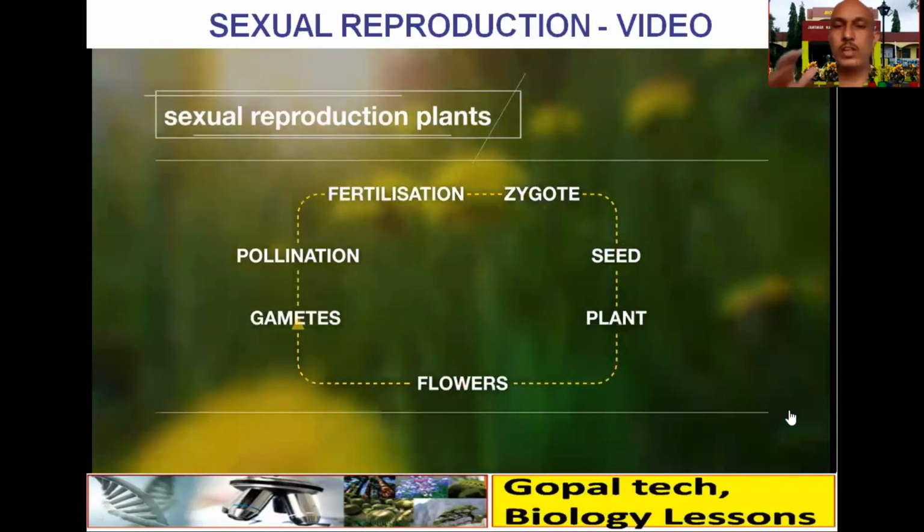So this is how the life cycle of plants takes place, and that is called sexual reproduction. It starts from the flower. The flower produces male and female gametes. There is a transfer of pollen grains called pollination. After pollination, there is a process called fertilization. Fertilization leads to the formation of a zygote. The zygote develops into an embryo that is produced in the seed, and the seed germinates and gives a plant, and the new plant will produce flowers, and the cycle will continue.